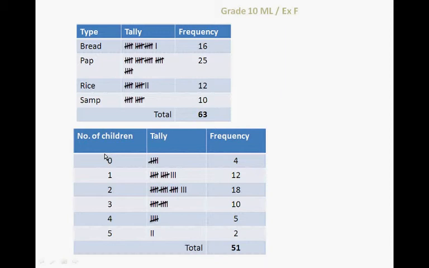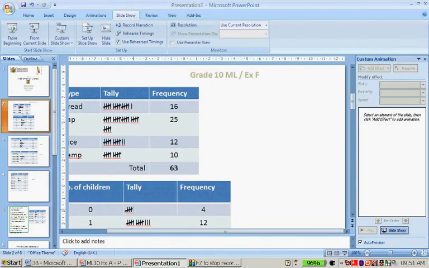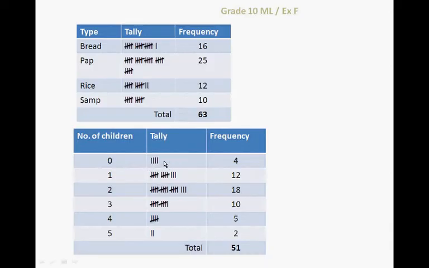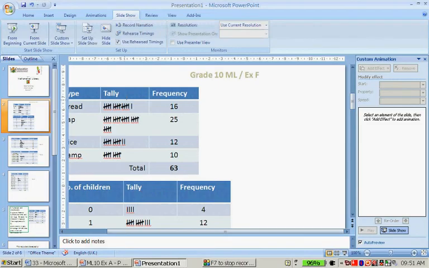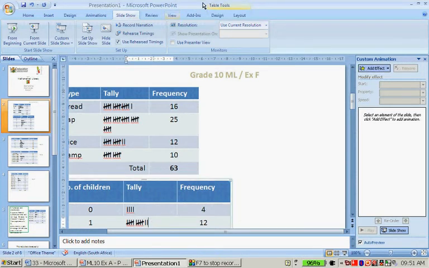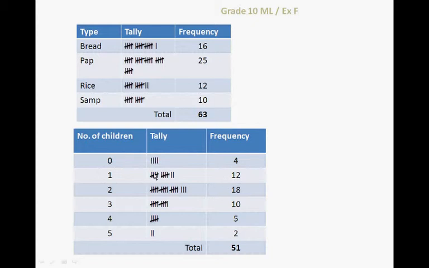This is the answer for number 2. The number of children per household is, that's incorrect. Let's quickly stop this and correct that. Right, there it's correct now. There were 4 households with no school-going children. There were 12 households with 1 child, 18 households with 2 children, 10 households with 3 children, 5 households with 4 children, and 2 households with 5 children. So altogether there were 51 pieces of information.